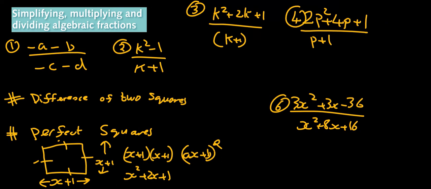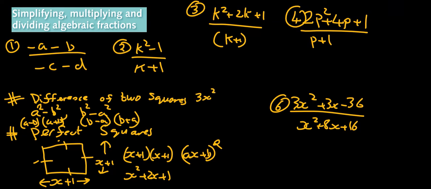Difference of two squares always follow this format: a squared minus b squared, or b squared minus a squared. And they factorize to give a minus b times a plus b, or b minus a times b plus a. Now sometimes there's perfect squares in disguise. So for example, 3x squared minus y squared. In fact, take the 3 out.